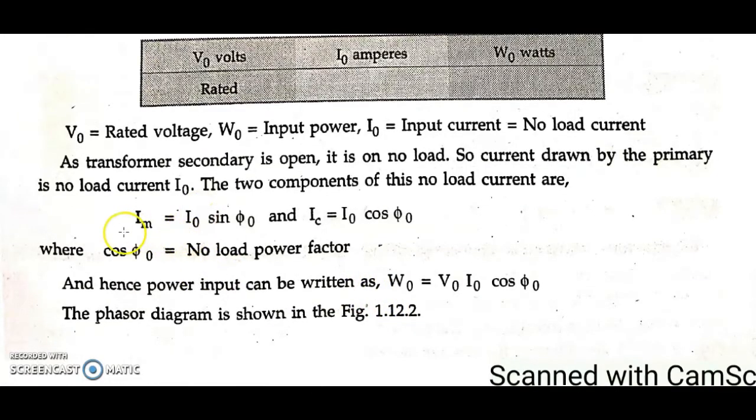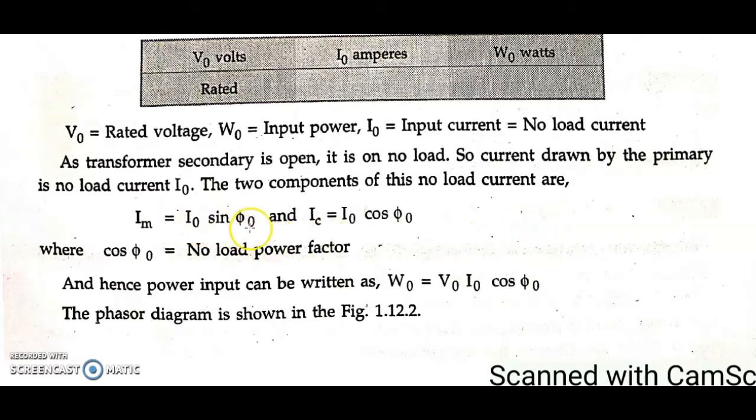So, as again, three things you will come to know, and finally you can calculate the two components, because we know that I0 is comprised of IC as well as IM, where IC is what supplies the core losses and IM is used for supplying the flux. Yes or not? To magnetize the circuit IM is used, whereas IC is used to supply the core loss.